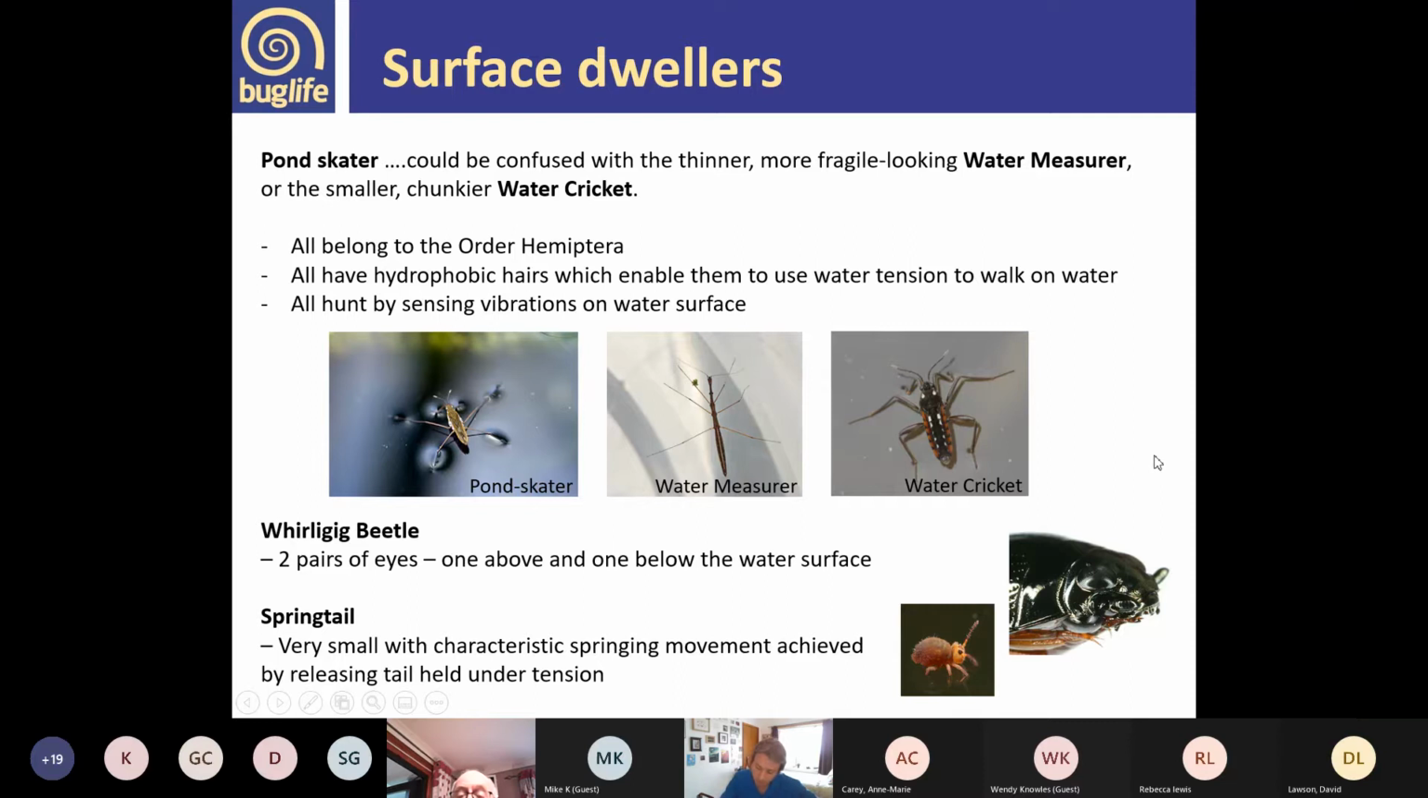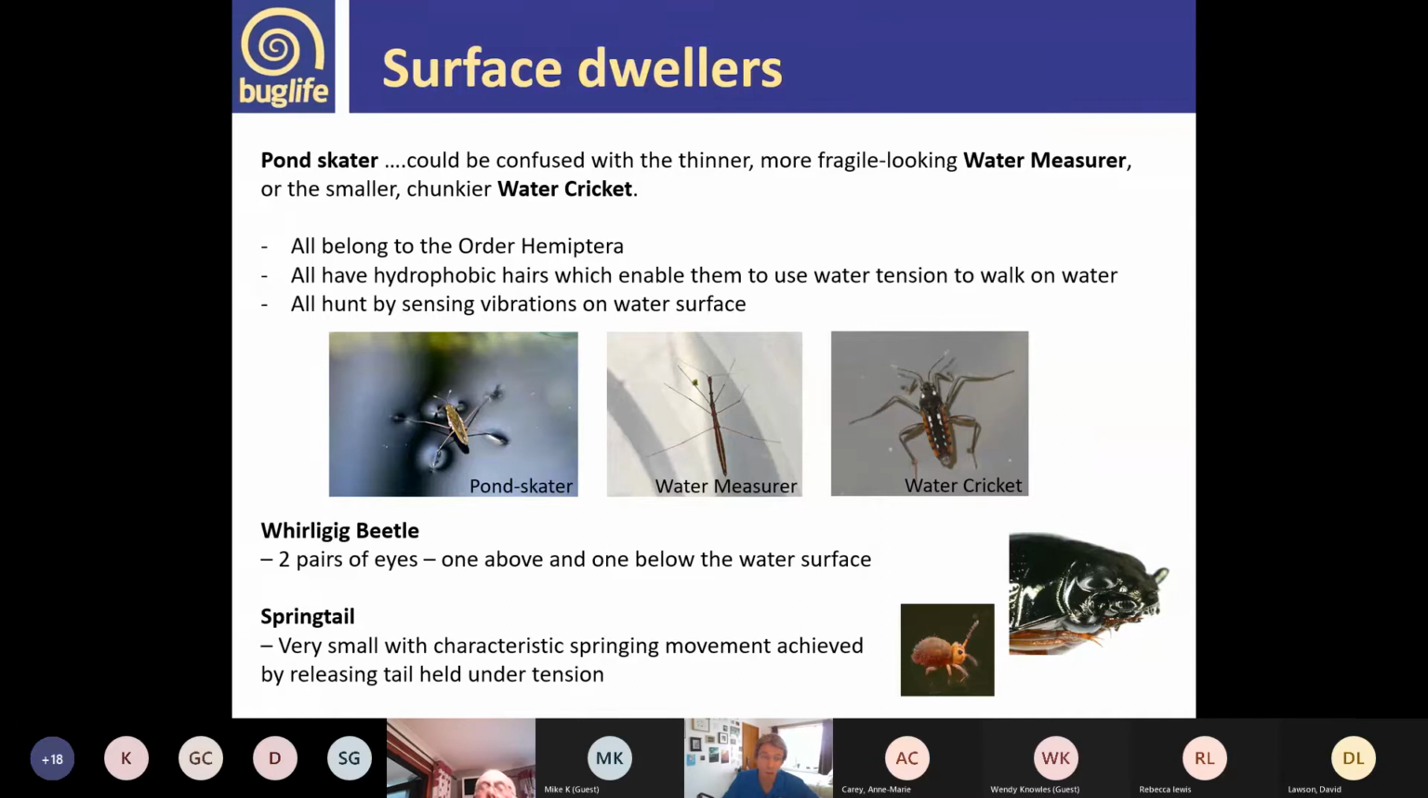Springtails may also be encountered on the surface of the water. Despite being tiny, they also have a very distinctive springing movement, which they achieve by releasing their tail, which is typically held under tension. This gives them their common name, springtails. Like I said, very small, but quite easily identifiable due to their characteristic movement.